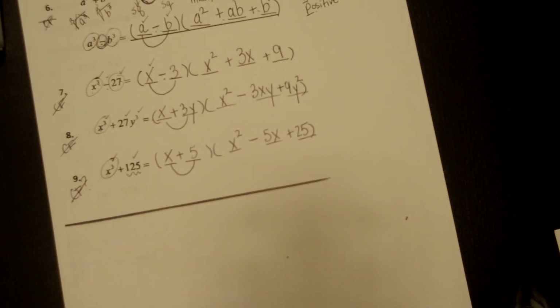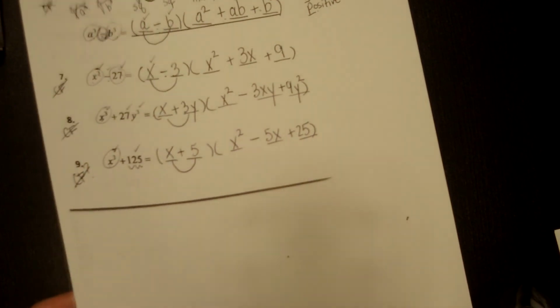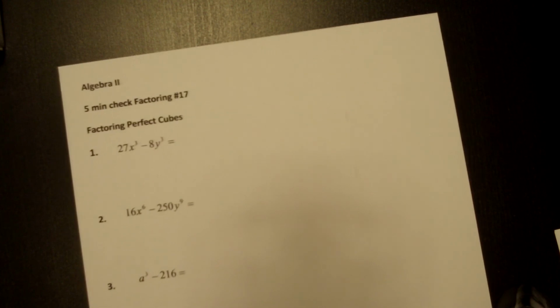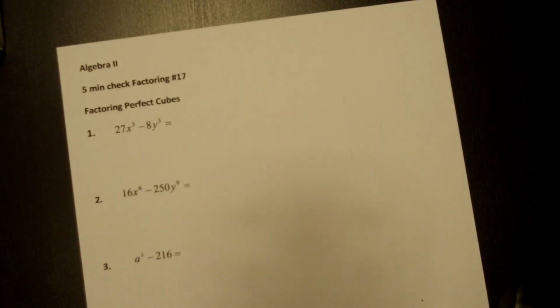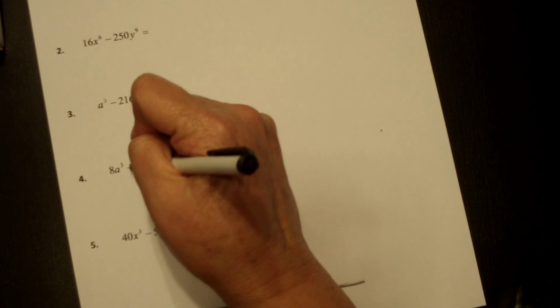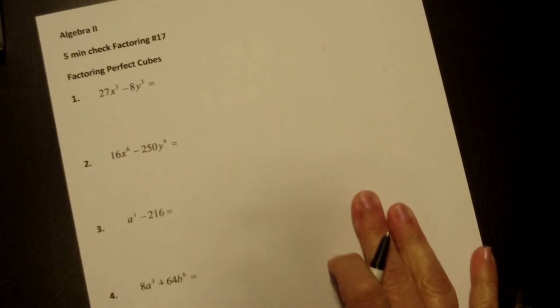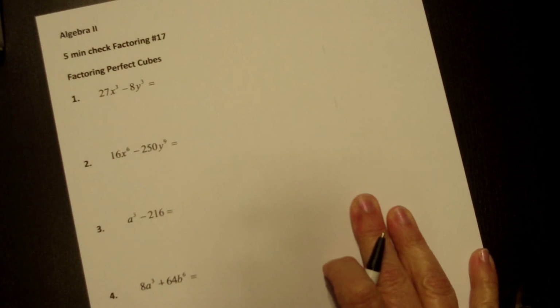Okay, so that's our first 5-minute check on this. It was 5-minute check number 16. So now we're going to go ahead and look at the next 5-minute check. Now these are a little more involved, but they're not too hard. I'm going to change number 4 and 5 to pluses, because I got in the habit of writing minus for some reason.